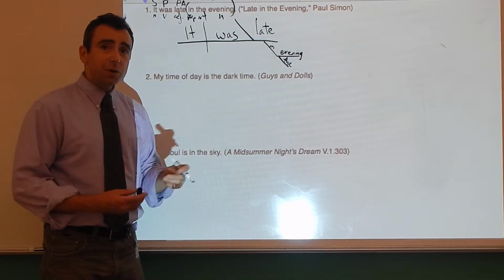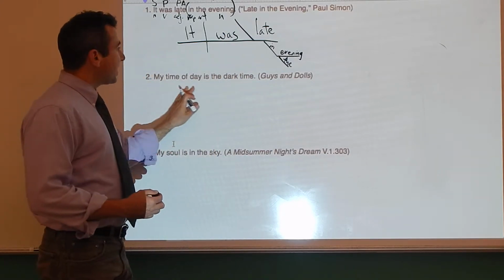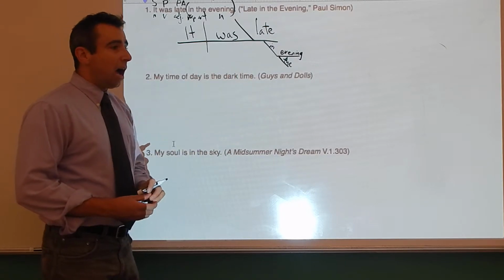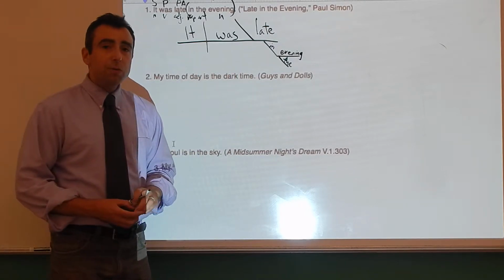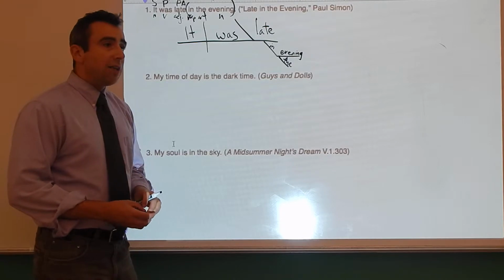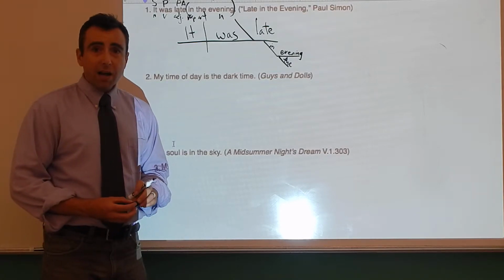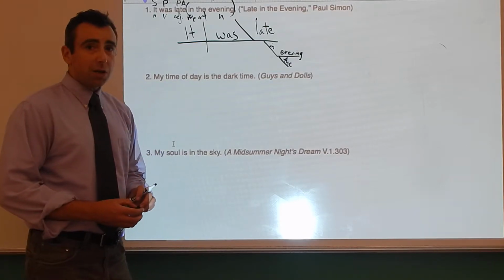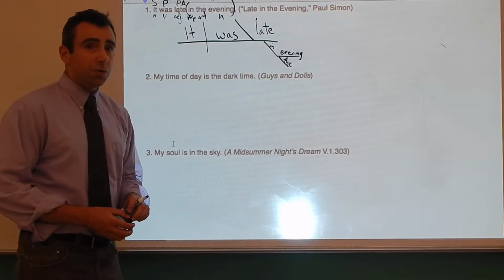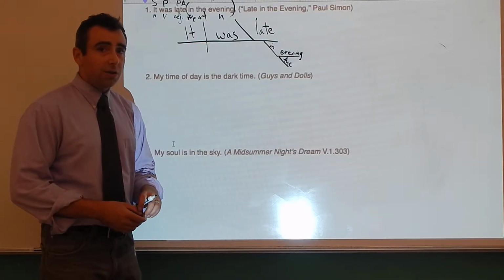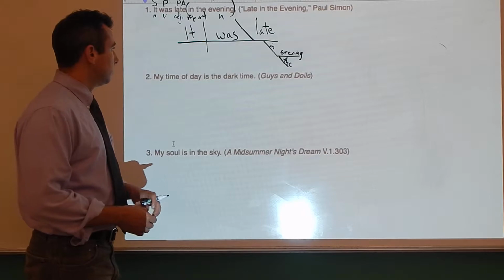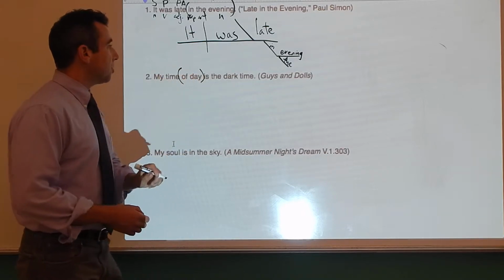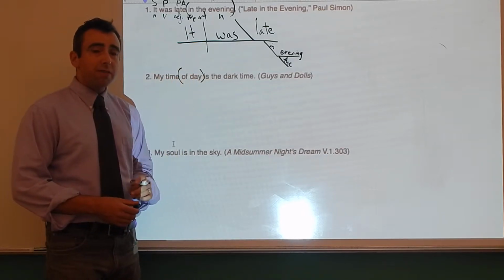Hey, here's the next sentence. We're going to do it bit by bit. My time of day is the dark time. That's a line from a song in the musical Guys and Dolls. The first thing for you to do in identifying the parts of sentence is to parenthesize the prepositional phrases. So do that. Maybe pause the video if you need to. There's one prepositional phrase in this sentence. It's right there, of day.